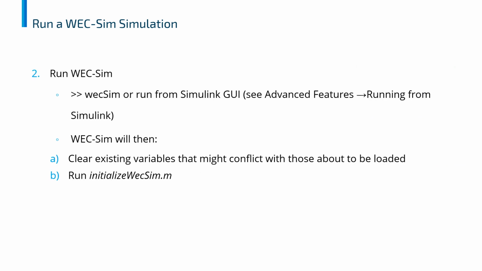After you have completed the pre-processing steps and built your Simulink model and written the WEC-Sim input file, you can now run WEC-Sim. There are two ways you can run WEC-Sim. The first is by typing wecSim in the MATLAB command line, or there is the option of running using our Simulink GUI. For more information, please see the advanced features, running from Simulink section in our documentation webpage. Upon executing WEC-Sim, WEC-Sim will then clear any variables that might conflict with those that are about to be loaded, and then it will run initializeWecSim.